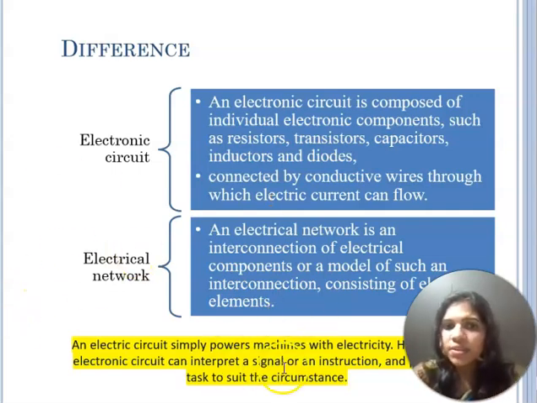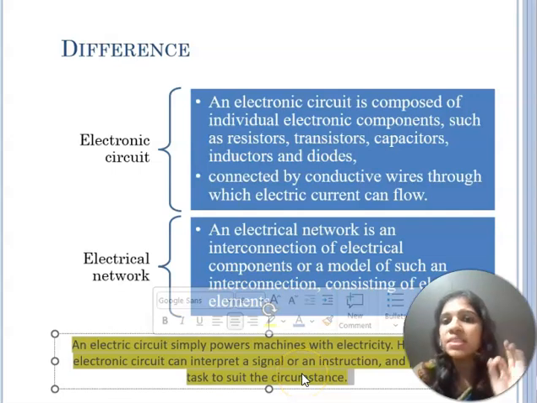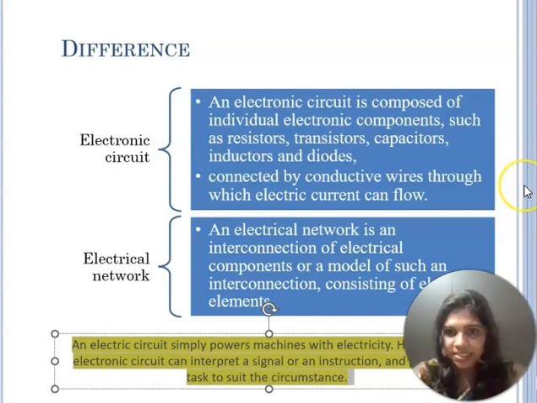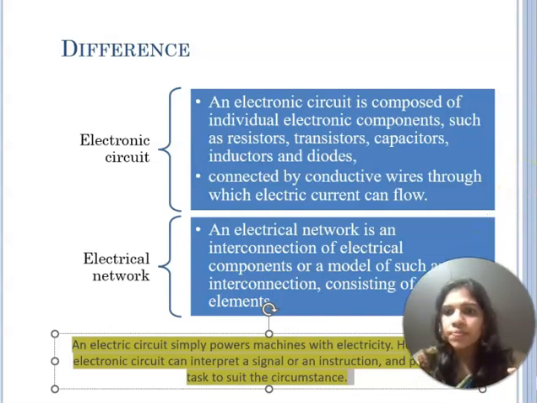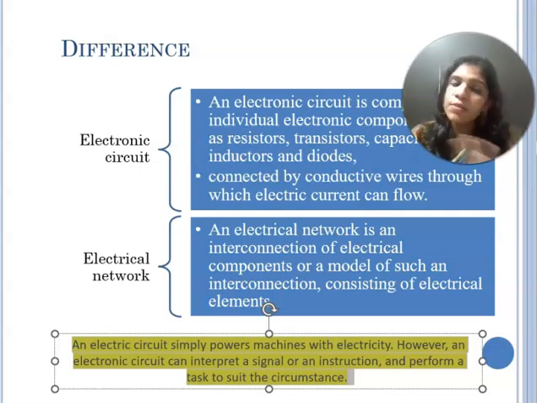So simply, the difference is mentioned here. An electric circuit simply powers the machines or whatever it is with electricity. However, an electronic circuit can interpret a signal or an instruction. For example, a microwave oven is an electronic circuit. What is the difference between a microwave oven and a simple electric circuit?